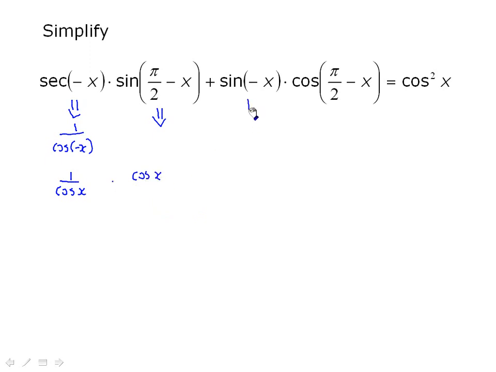And then sine of negative x, according to what we know, is negative sine x. We can take the negative out of the argument and bring it outside the function. And then the cosine of pi over 2 minus x is equal to sine x. So putting this whole thing together, 1 over cos times cos is 1. And then minus sine x times sine x is sine squared x. And 1 minus sine squared x is equal to cos squared x, which is exactly what we want. So cos squared x is equal to cos squared x, QED.